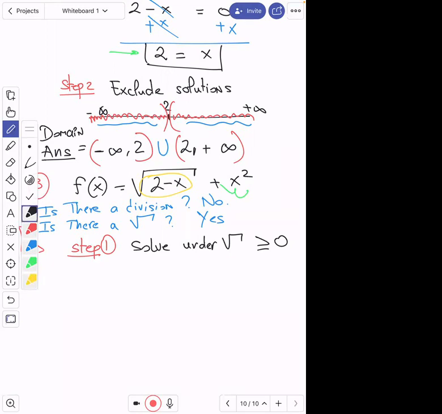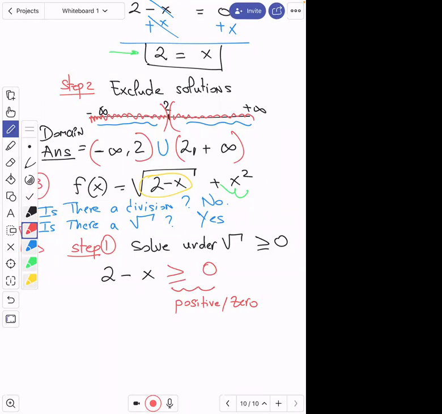So how do I make sure that this 2 minus x is positive or 0? Well, I need to solve 2 minus x larger or equal to 0. So this larger or equal to 0, guys, means it's positive or 0. That's what I mean by this larger or equal to 0. It's positive or 0. So I need to make sure that this 2 minus x is positive or 0.